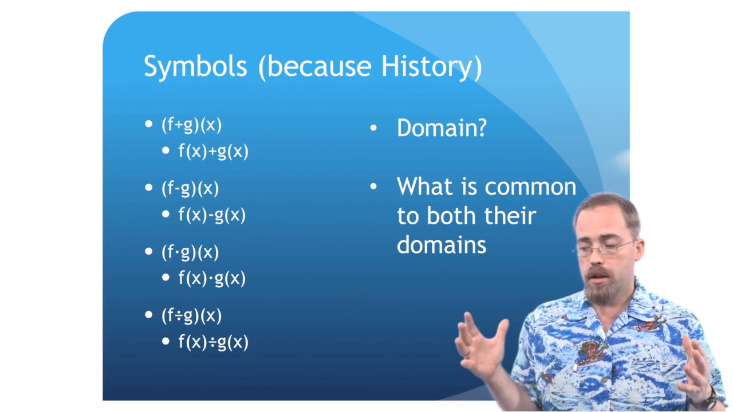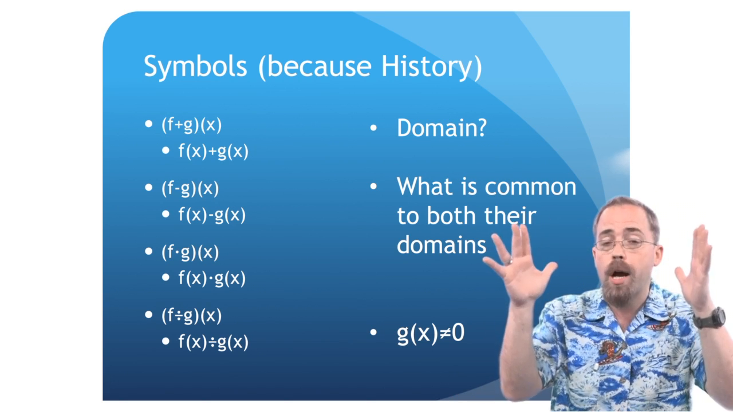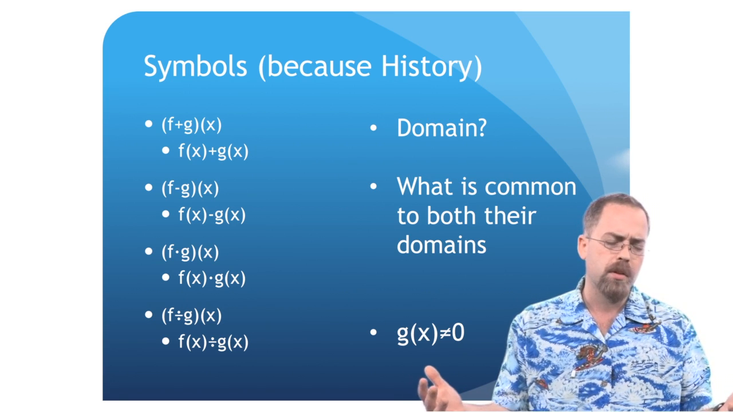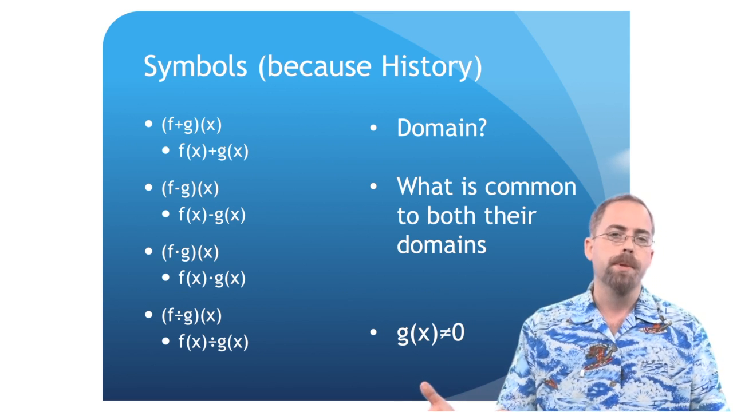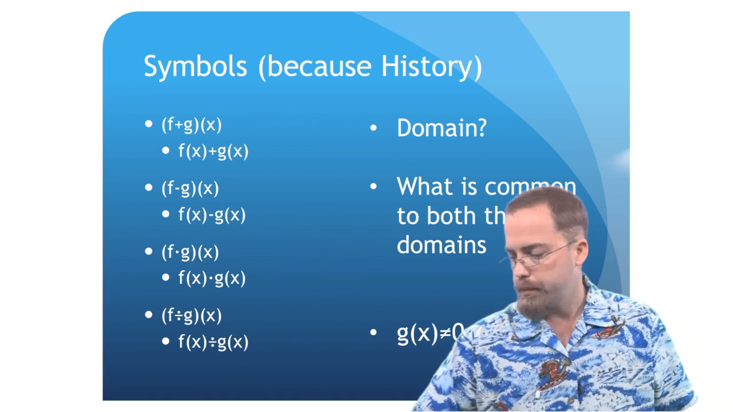And again, there's one exception. This division one. Division is always a problem because we don't know how to divide by zero. Or rather, there are a lot of things that divide by zero could mean, so we have to skip that. It's not a function. It's not one output per input.